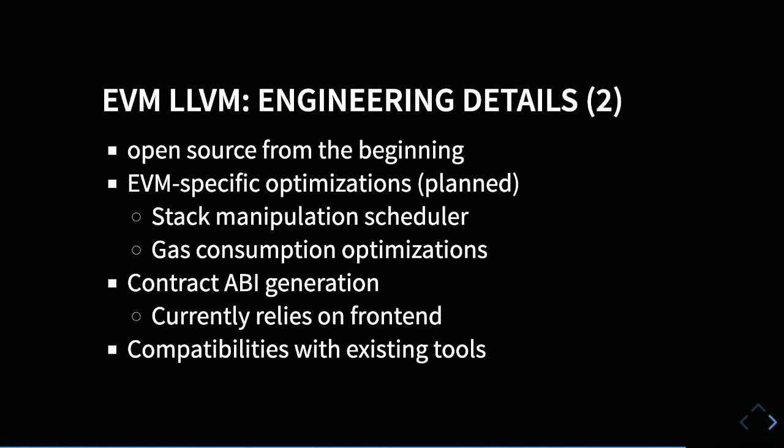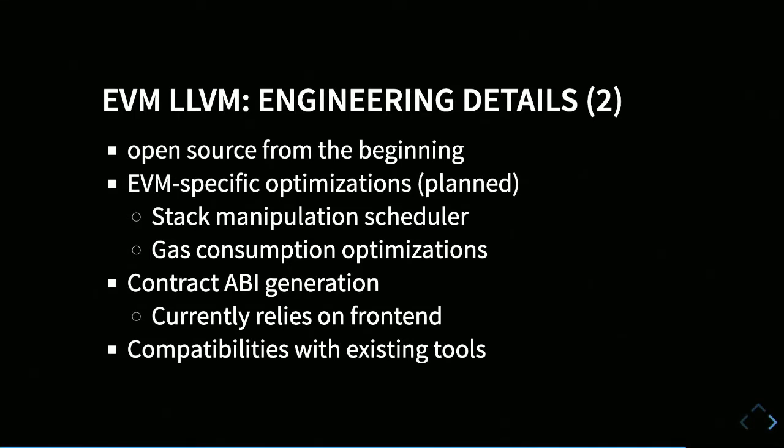contract optimized for gas efficiency. We actually reserve some of the slots in the backend so that later on we can add those optimizations. Noticeably, there's a stack manipulation scheduler which will reduce the stack manipulation overheads of the stack machine. And there are some gas consumption optimization passes planned to be implemented to further reduce the gas consumption of the smart contract. And we rely on the front ends to generate contract APIs for deployment.